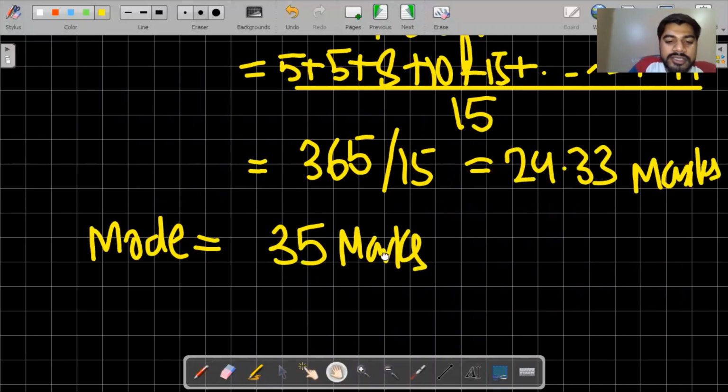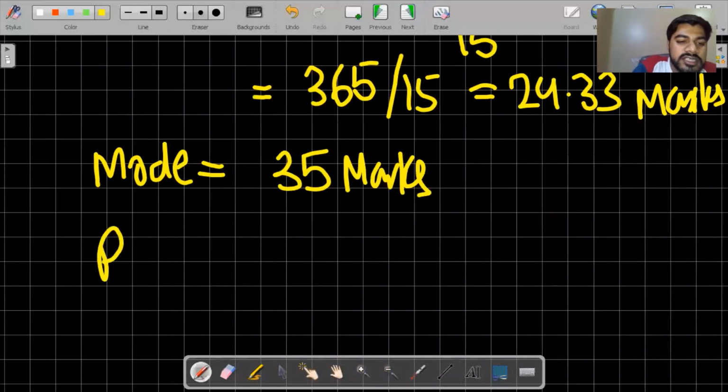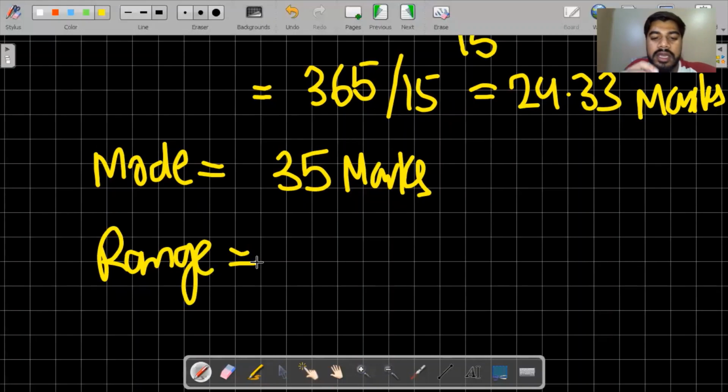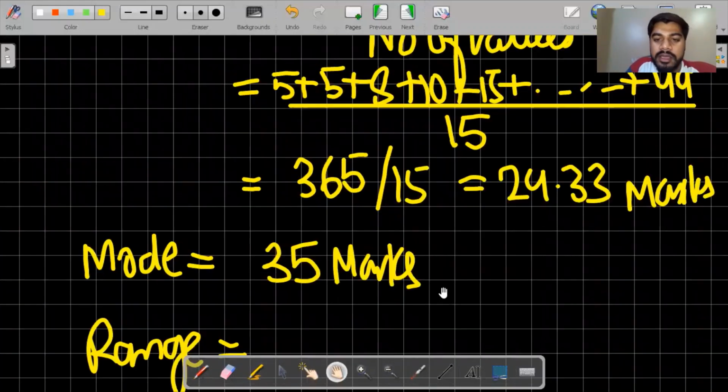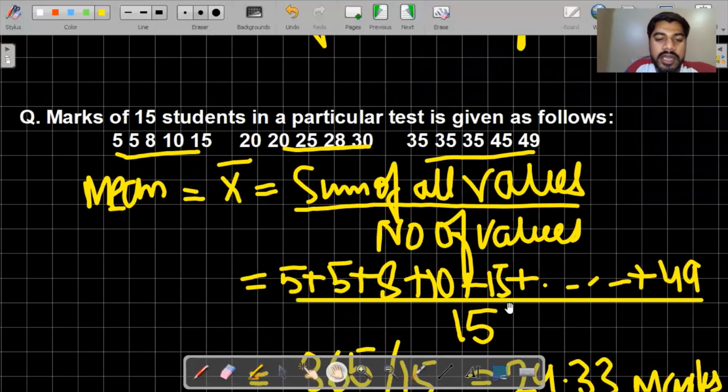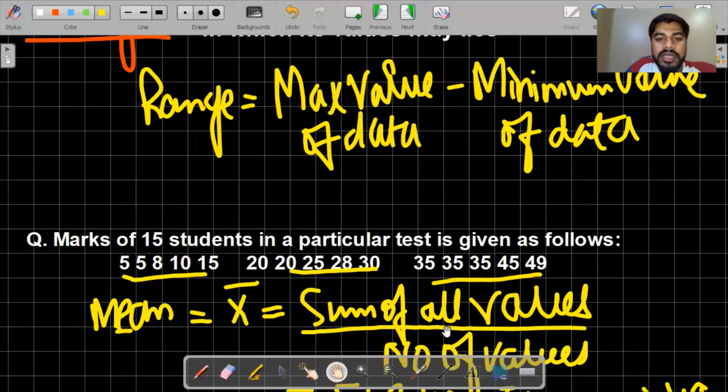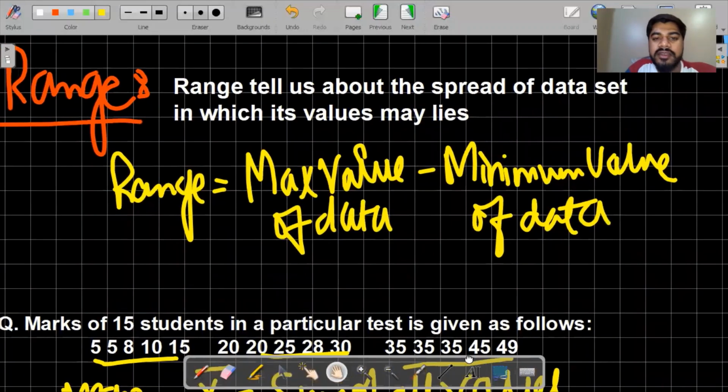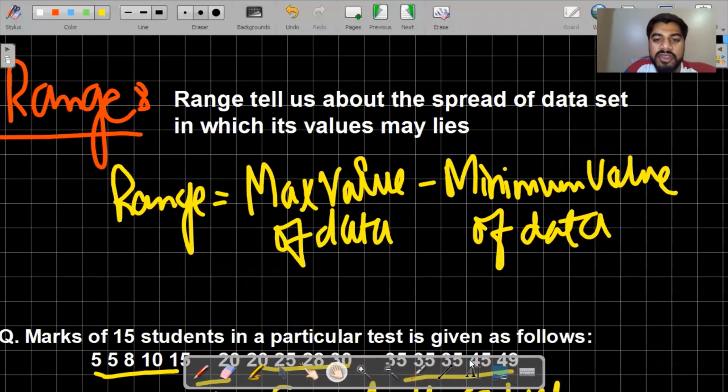Now let's talk about range. By definition, we have discussed that range refers to the range in which our values are coming. Range refers to the starting point and the ending point, or the spread in which our values are coming. For finding the range, we have discussed the formula. Range tells us about the spread of our data set in which values may lie.